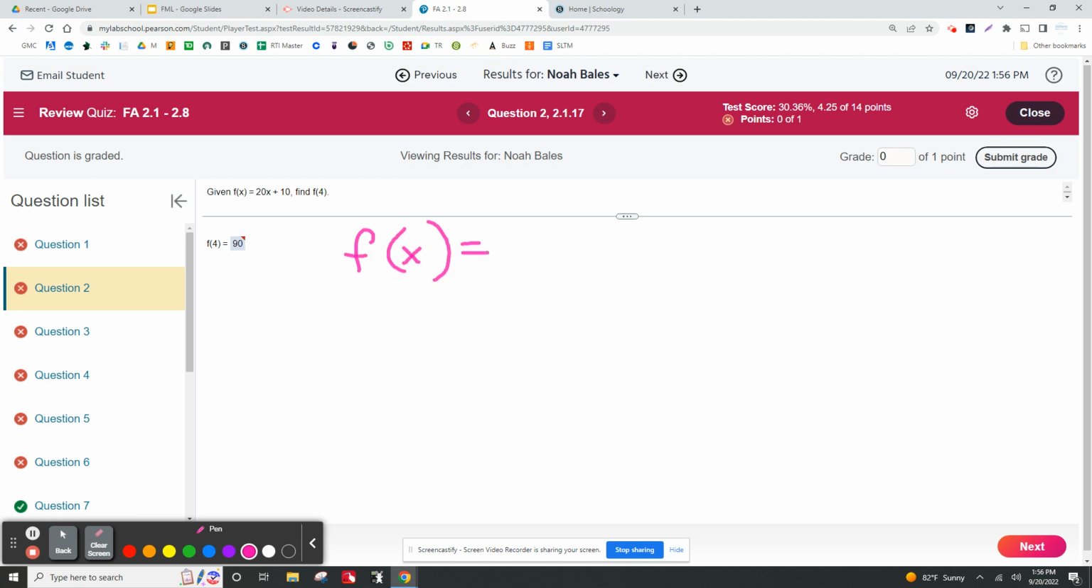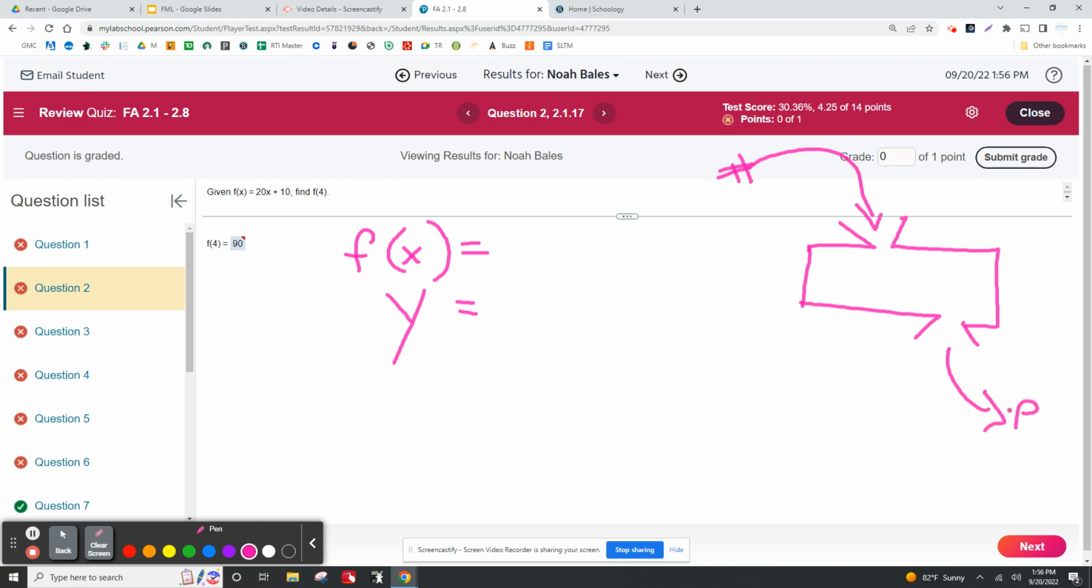That's a function. f of x is how you say that. It is a super fancy way to write y. They're completely the same thing. A function is like a machine. You put a number into the machine and it spits out an adjusted number. And the machine in this case is 20x plus 10ing that number.